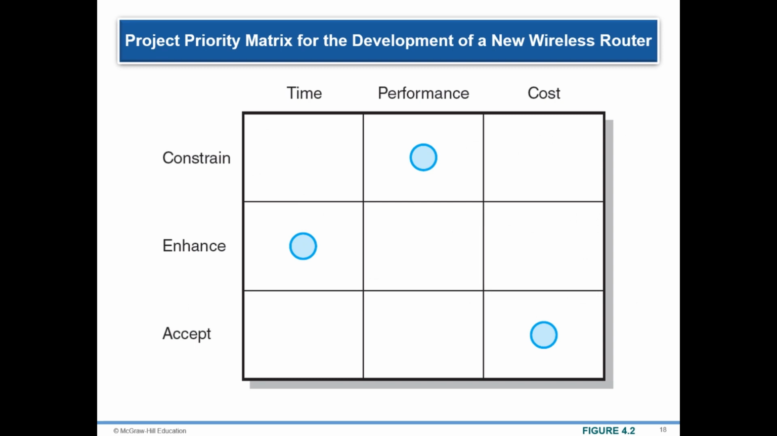This displays the priority matrix for the development of a new wireless modem. Because time to market is important to sales, the project manager is instructed to take advantage of every opportunity to reduce completion time. In doing so, going over budget is acceptable, though not desirable. At the same time, the original performance specifications for the modem, as well as reliability standards, cannot be compromised.